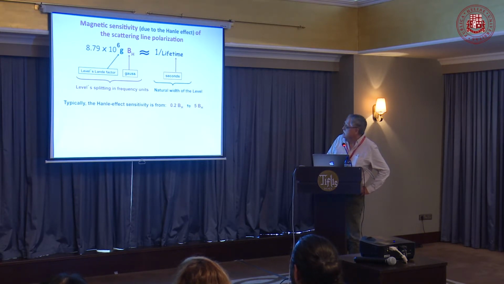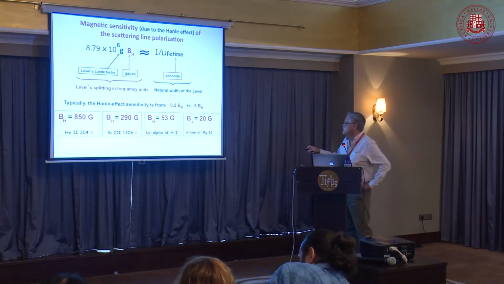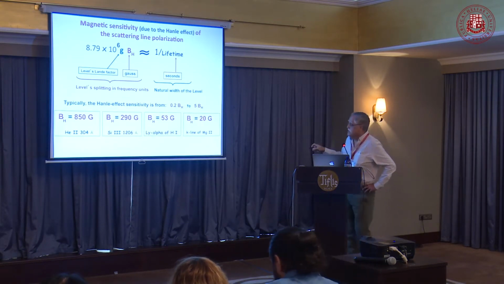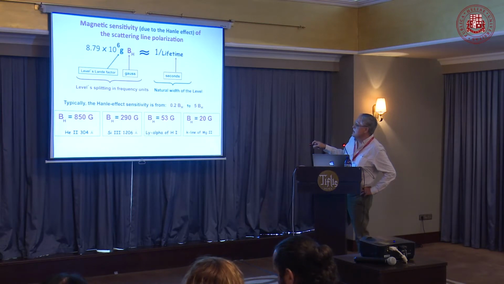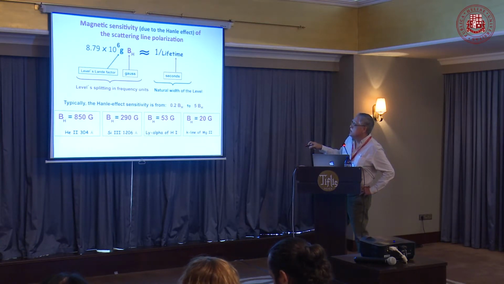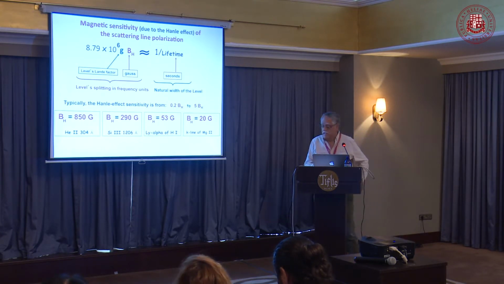For example, if you go to the magnesium K line, you have a good sensitivity around 20 Gauss, for Lyman alpha around 50 Gauss. For the silicon resonance line in the blue wing of Lyman alpha, you get something like 300 Gauss. And for the ionized helium line at 304, you have 850 Gauss.